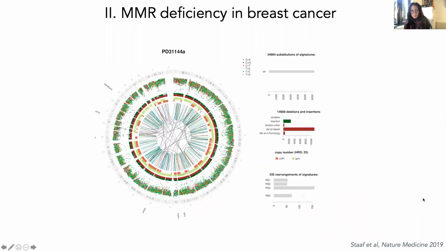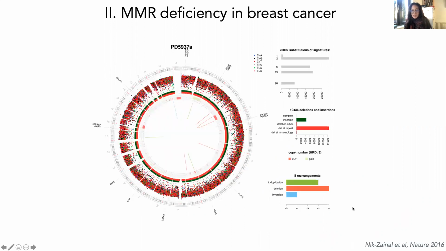Now, here's another mismatch repair deficient breast cancer. But what I'd like you to note is that in addition to having mismatch repair deficiency, this patient also has a large amount of rearrangements of chromosomal instability as well, driving home the message that tumors can have multiple distinctive and important signatures to detect.